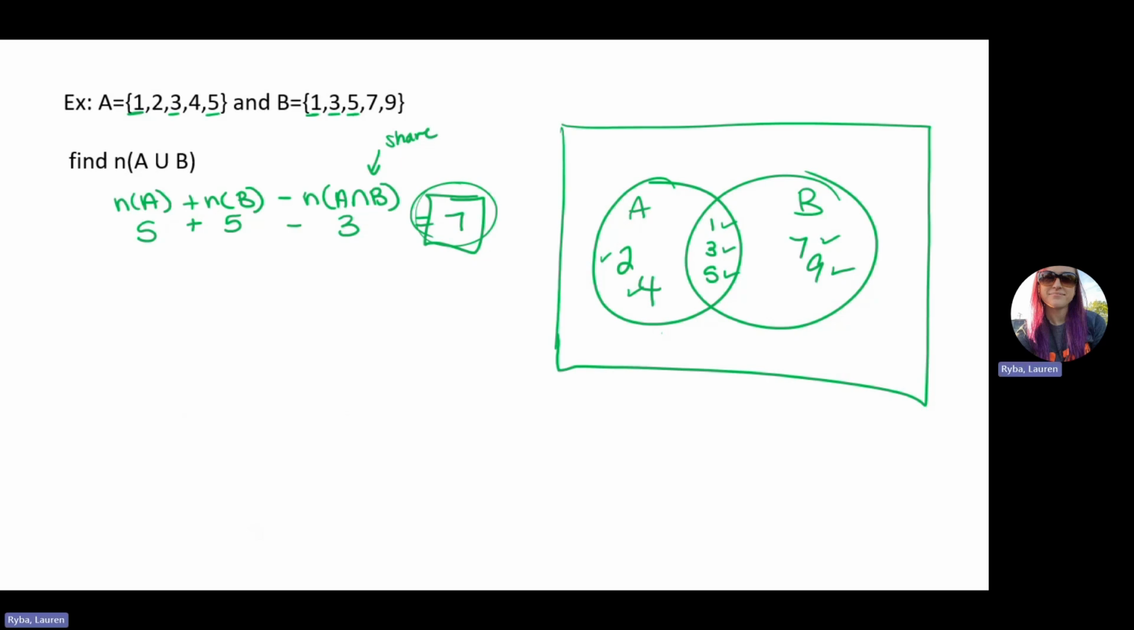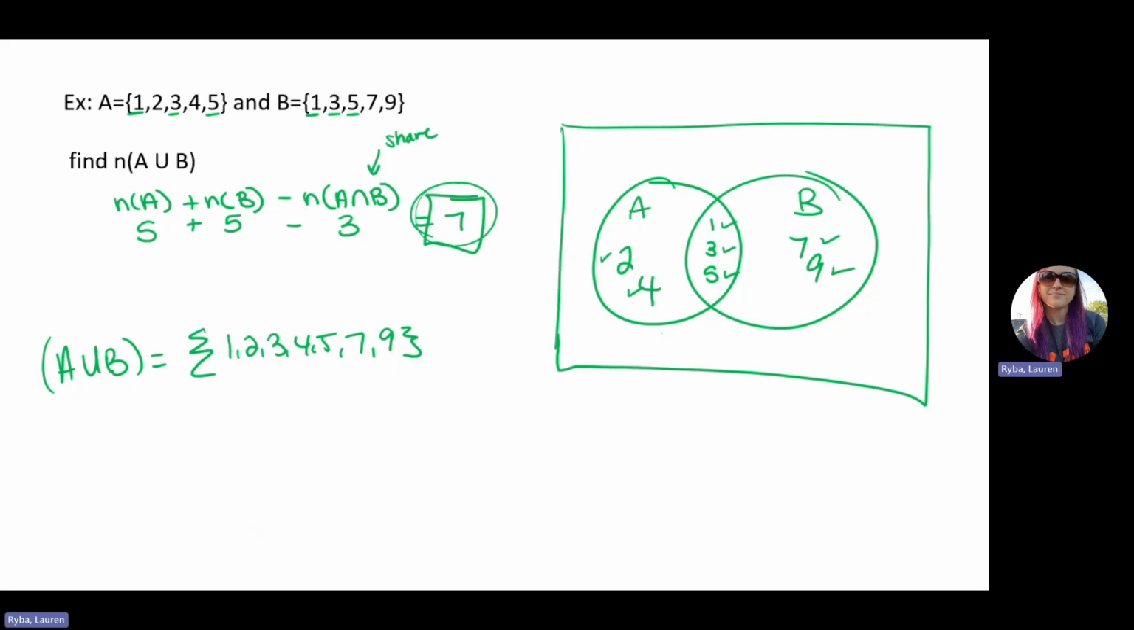Third option. You could write A union B like we did last class. So this is everything in A combined with everything in B all in one set of brackets. So 1, 2, 3, 4, 5. I already have 1. I already have 3. I already have 5. I need to add 7 and 9. And then I could count them from there. So 1, 2, 3, 4, 5, 6, 7. So it doesn't matter how I do it. The answer is 7.